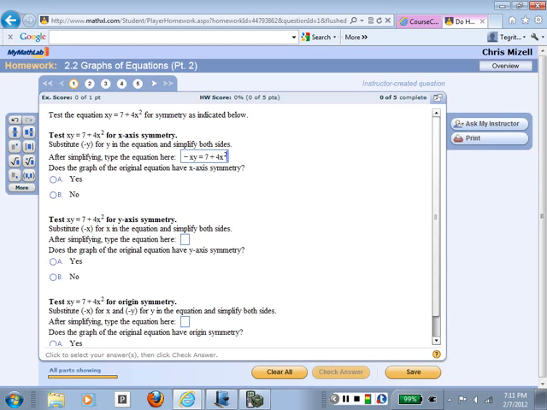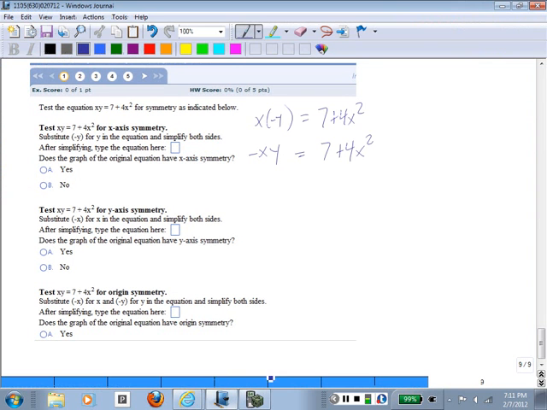Does the graph of the original equation have x-axis symmetry? Is this equation equivalent to the original? It's not. I can't make that negative sign go away without messing up the right-hand side, so that's a no. So we move on and test it for x-axis symmetry. To test for x-axis symmetry, we will substitute negative y for y. Sorry, my bad, I apologize. It did not have x-axis symmetry. We move on to test for y-axis symmetry.